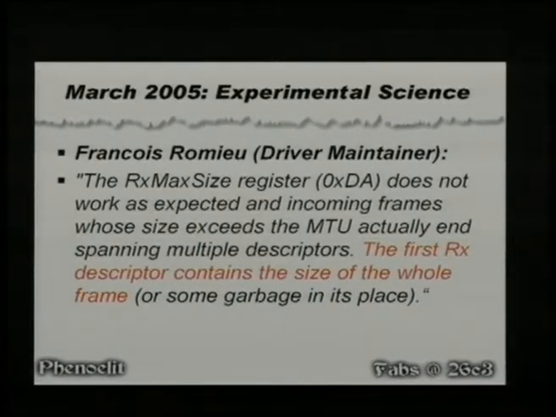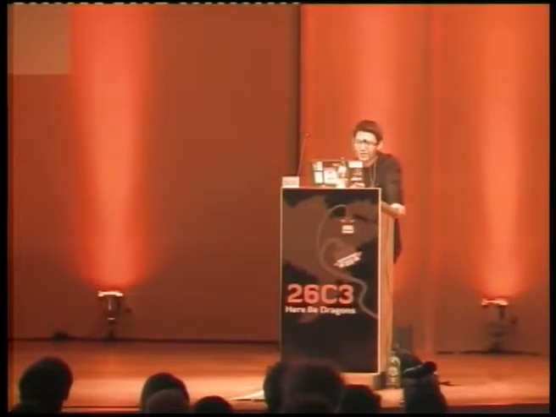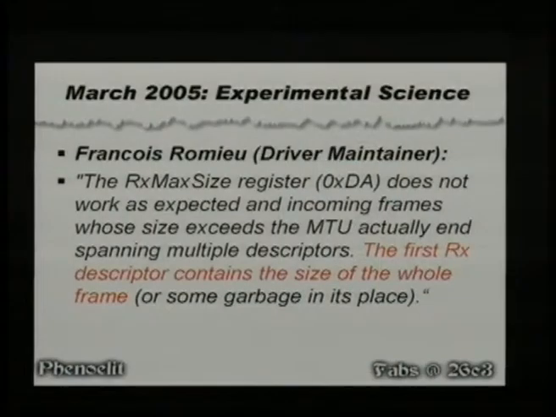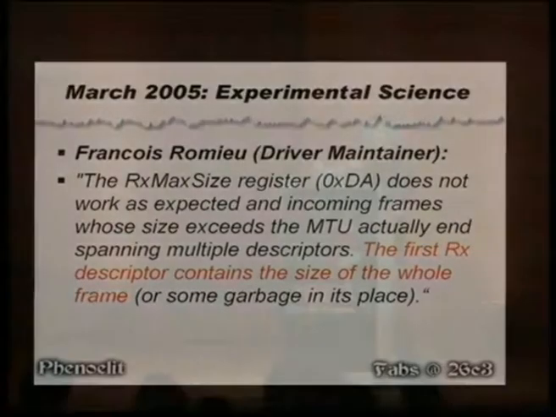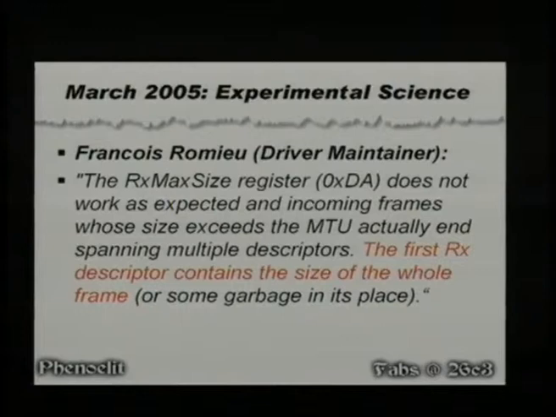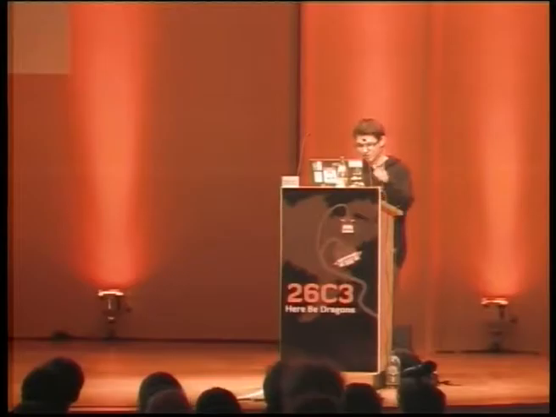So this is what the driver maintainer says, and I love this quote, so I put it on the slide in full. He says that the RX mux size register does not work as expected, and incoming frames whose size exceeds the MTU actually end up spanning multiple descriptors. So this is the same that we saw with E1000. If you have a frame that's longer than a buffer, it will just span multiple buffers. That's it. But what's different about this card is that the length field, which will be reported, is going to be the length field of the entire frame, and not just that of the one in the buffer. So you write past the end of the buffer you just allocated, and you get memory corruption, and it's all bad. Or there's some garbage in the size field, but we're going to come to that later.